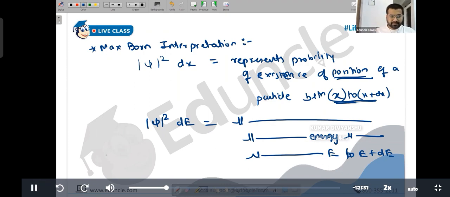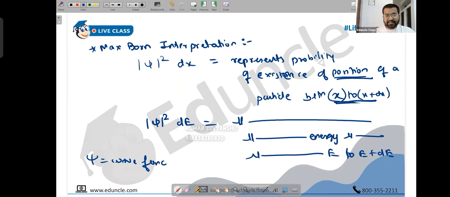Psi is what? What is psi? Wave function. The wave function that is associated with the particle. Yes, the wave function associated with the particle. Actually, we will be learning the wave function in great detail later, when I start this chapter, postulates of quantum mechanics. Wave function associated with particle.